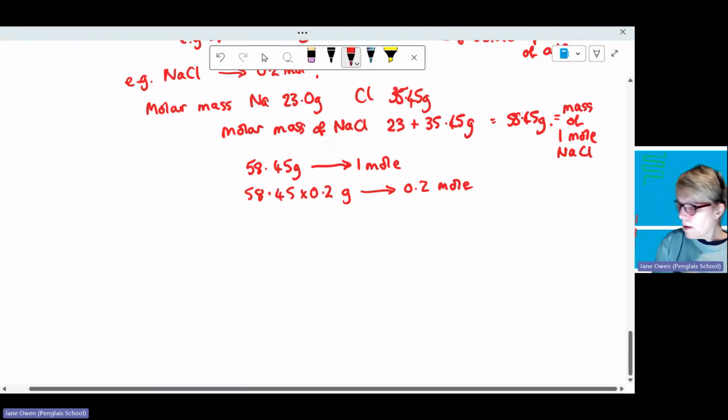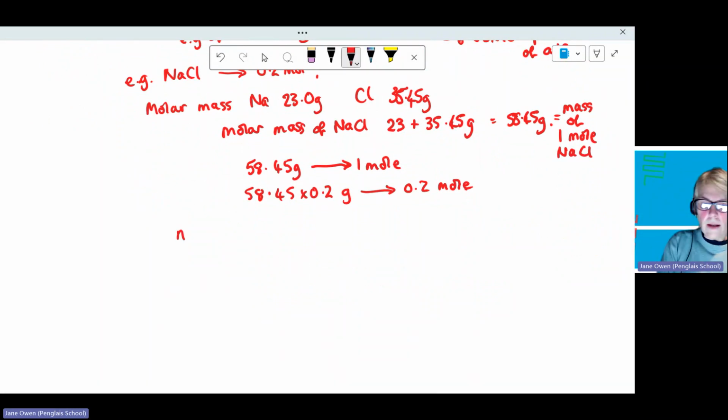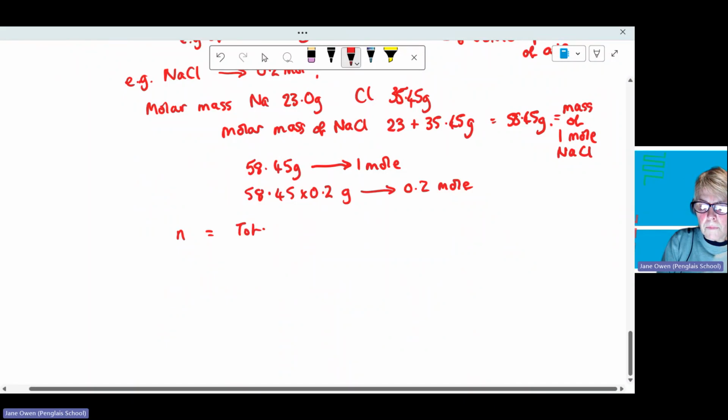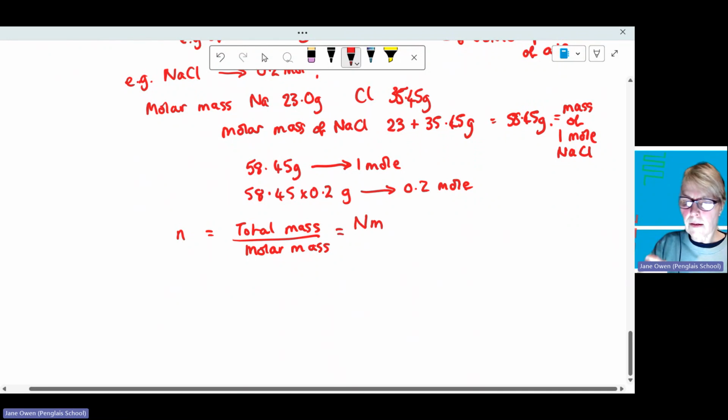Right. Okay, so n is the number of moles, and that is given by the total mass divided by the molar mass. And the molar mass could be of a compound or of an atom. So the total mass is given by the total number of particles times the mass of each particle. Little m tends to be the one particle, divided by Mr.